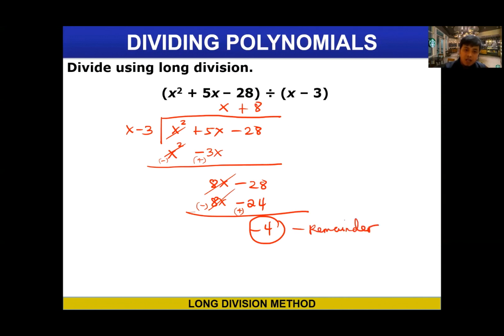Now, let's write our final answer in this form. Start first with the quotient here, which is x plus 8. And then followed by the remainder, which is negative 4, minus 4 over our divisor, which is x minus 3. Okay? So that's how we divide polynomial with another polynomial that is a degree less than the given dividend.